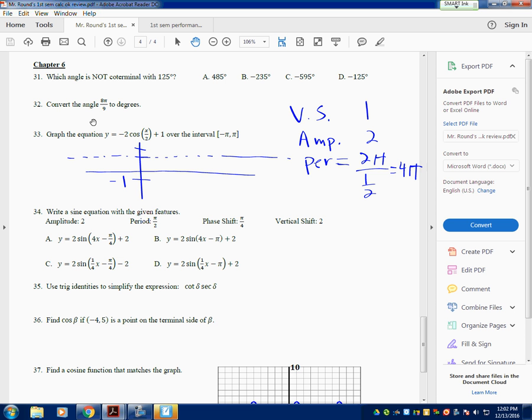Can you divide by 4? Yeah, you can divide it by 4. So what's going to happen here is I'm only showing 1 by 4, the interval from negative pi to pi.